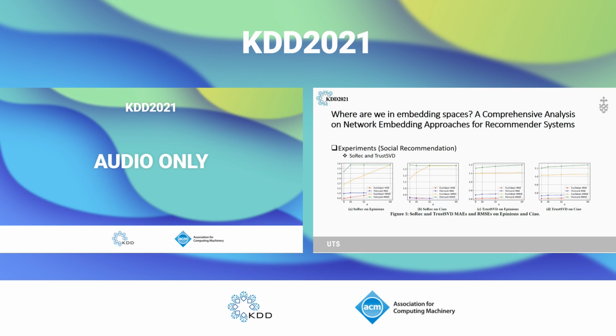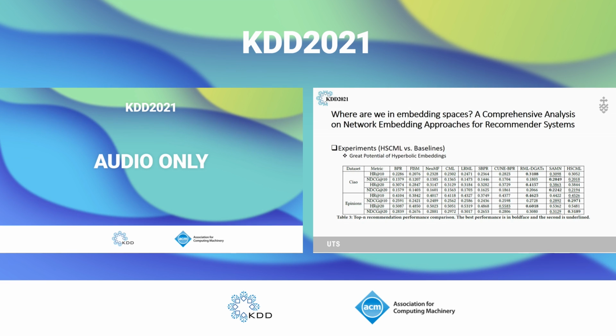Then let's look at the results of SoRec and TrustSVD. Since they are designed for rating prediction tasks, we report MAE and RMSE here, where a smaller value indicates a better prediction performance. We can observe that in all four pictures, the errors of hyperbolic space are bigger than Euclidean space, which means that hyperbolic space cannot outperform Euclidean space. This is reasonable because both SoRec and TrustSVD are projection models.